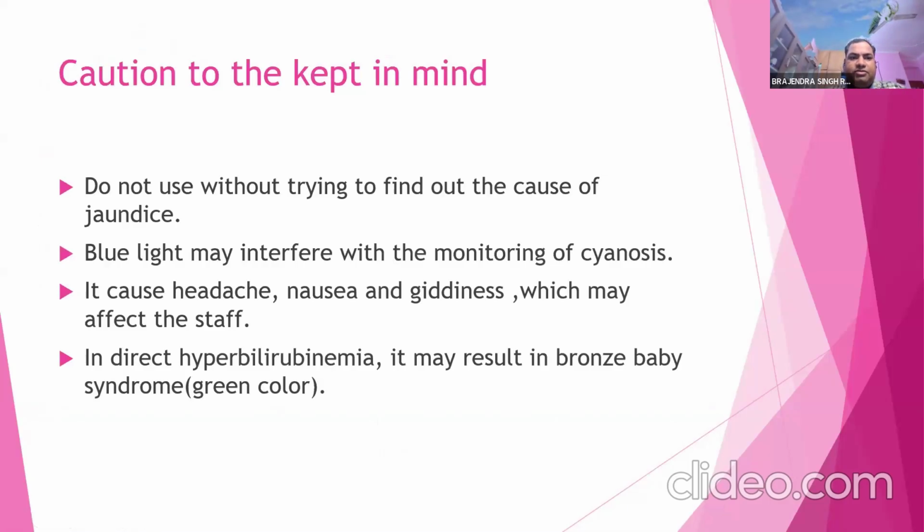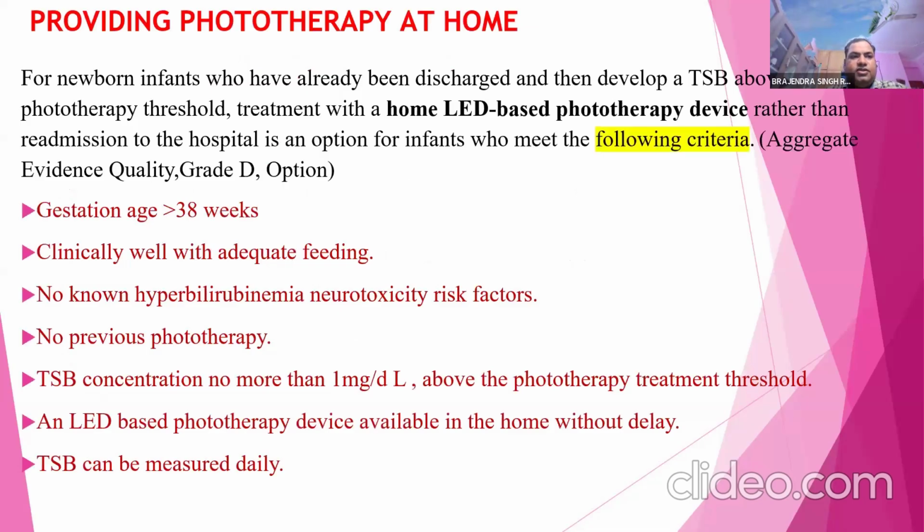Caution to keep in mind: do not use without trying to find out the cause of jaundice. Blue light may interfere with the monitoring of cyanosis and it can cause headache, nausea, giddiness, which may affect the staff. And in direct hyperbilirubinemia, it may result in bronze baby syndrome.